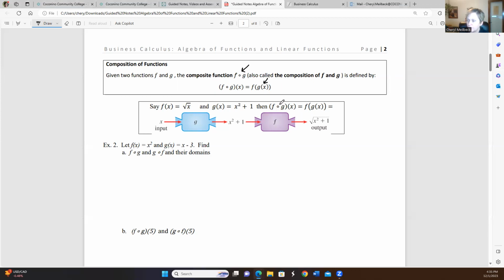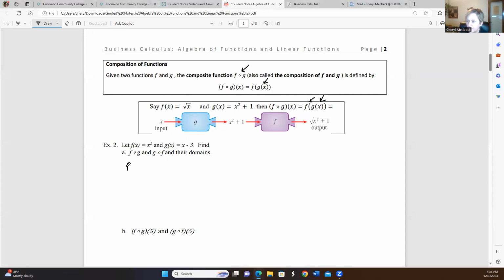So f composited with g of x, f of g of x, would be taking the x and putting it into the g of x function first. So that would turn it into x squared plus 1. Then we'd take this and we put it into the f of x function, and then that would square root it, because that's what the f of x function does. Let's look at it with example 2.